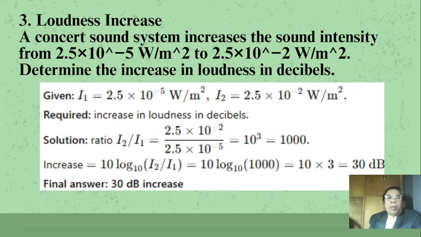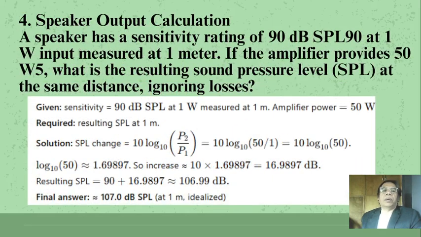So, our I2 over I1 value, when you substitute the given values, the answer is 1,000. And using the formula, the increase or the gain is equal to 10 log of I2 over I1. The answer is 30 decibels. And that is the final answer, 30 decibels increase. Number 4, speaker output calculation.